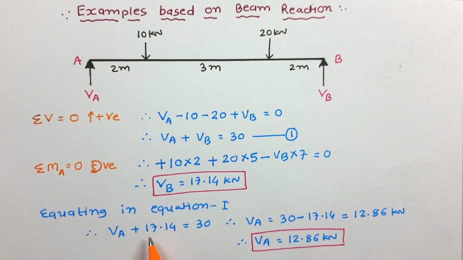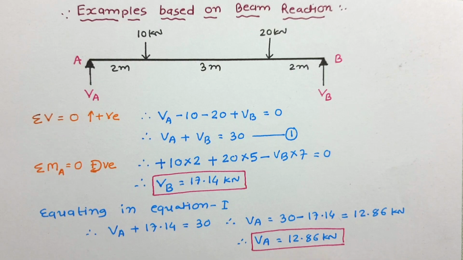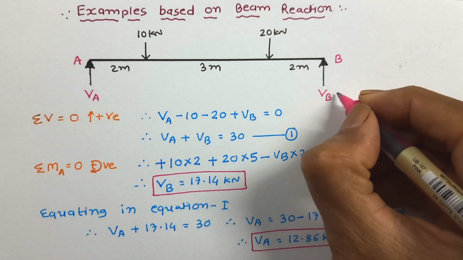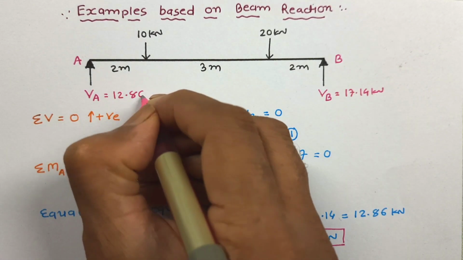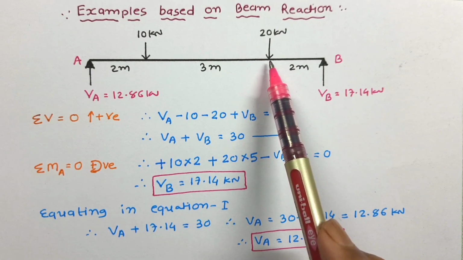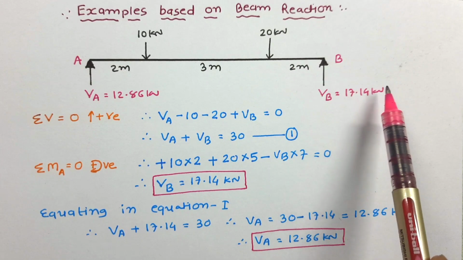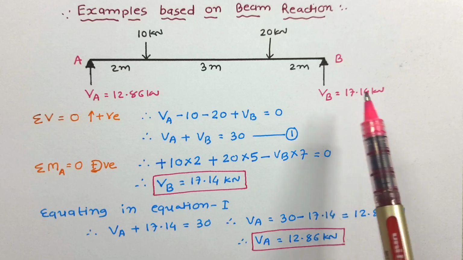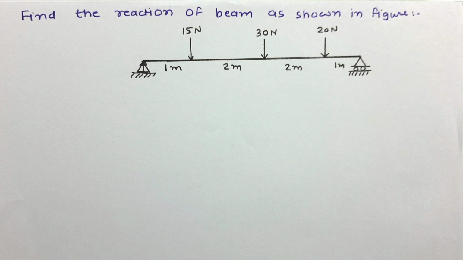So by equating this value of VB in equation 1, we have got the value of VA, that is equal to 12.86 kilonewton. So here we will write our answer in the figure. Here we can see the load 20 kilonewton, which is larger in magnitude, is near B. So this VB reaction is more than VA.